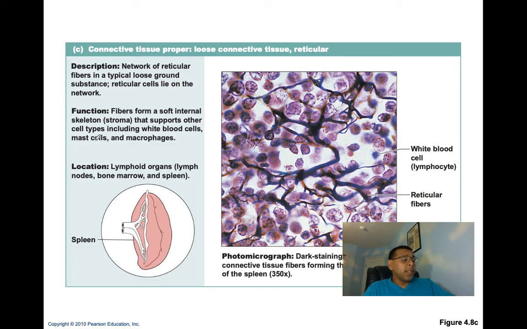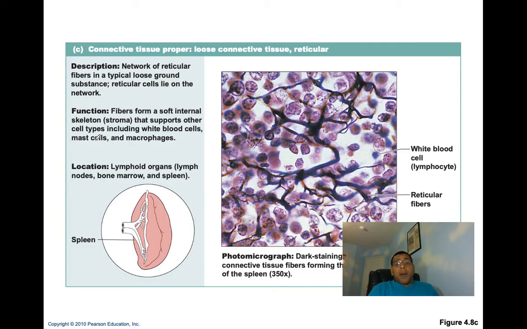So WBCs, mast cells, and macrophages are basically sitting around there, ready to go. As soon as something comes by, they're going to go and attack. They're just using those fibers to hang out on for some support. And then as soon as something comes through that shouldn't be there, they're able to take off after it and mount an attack.